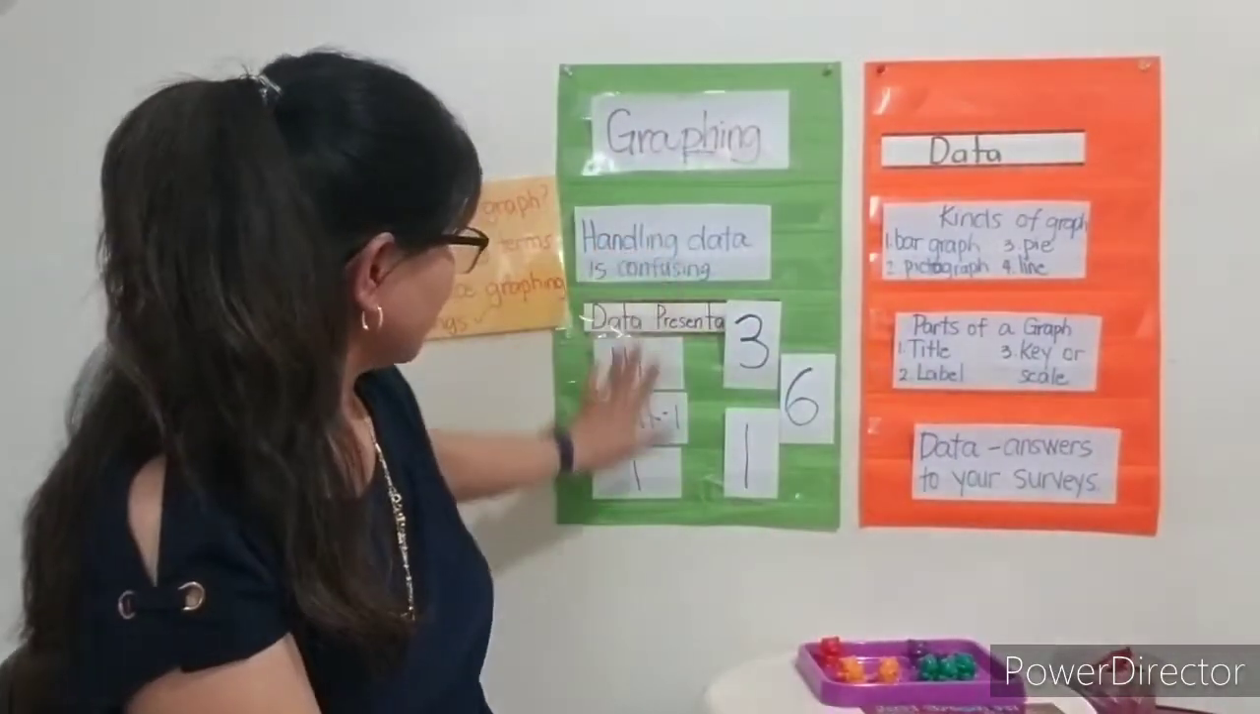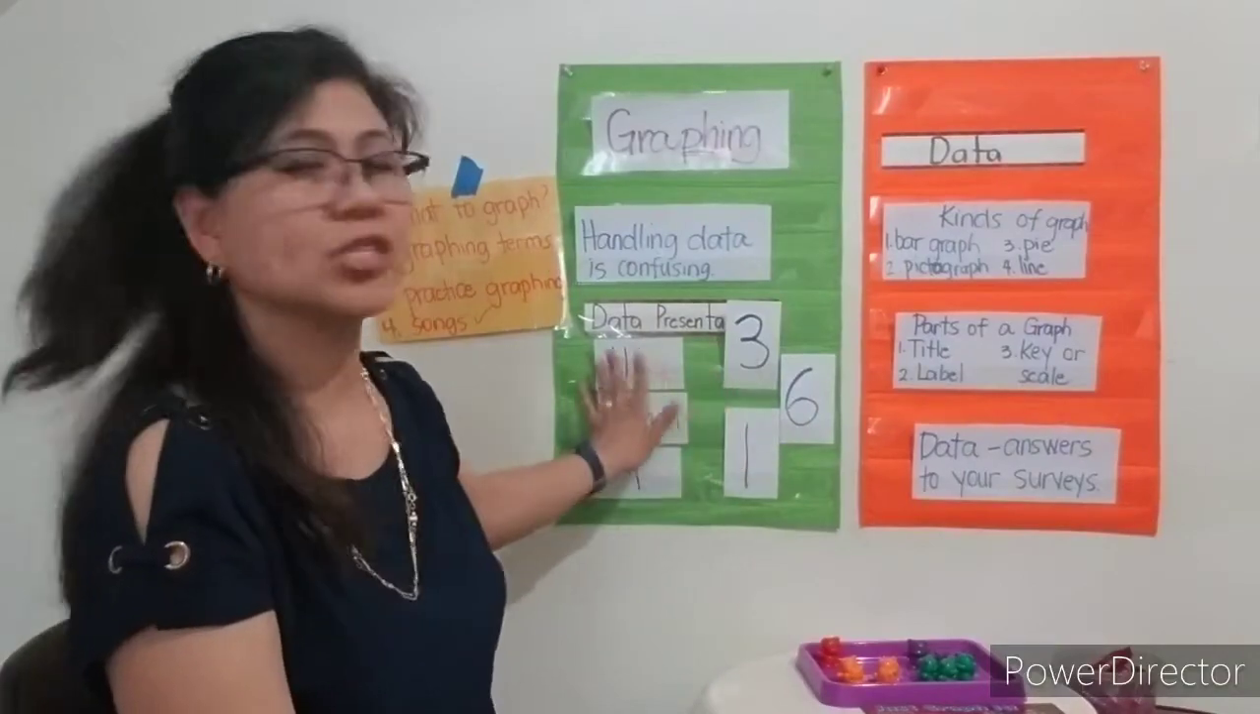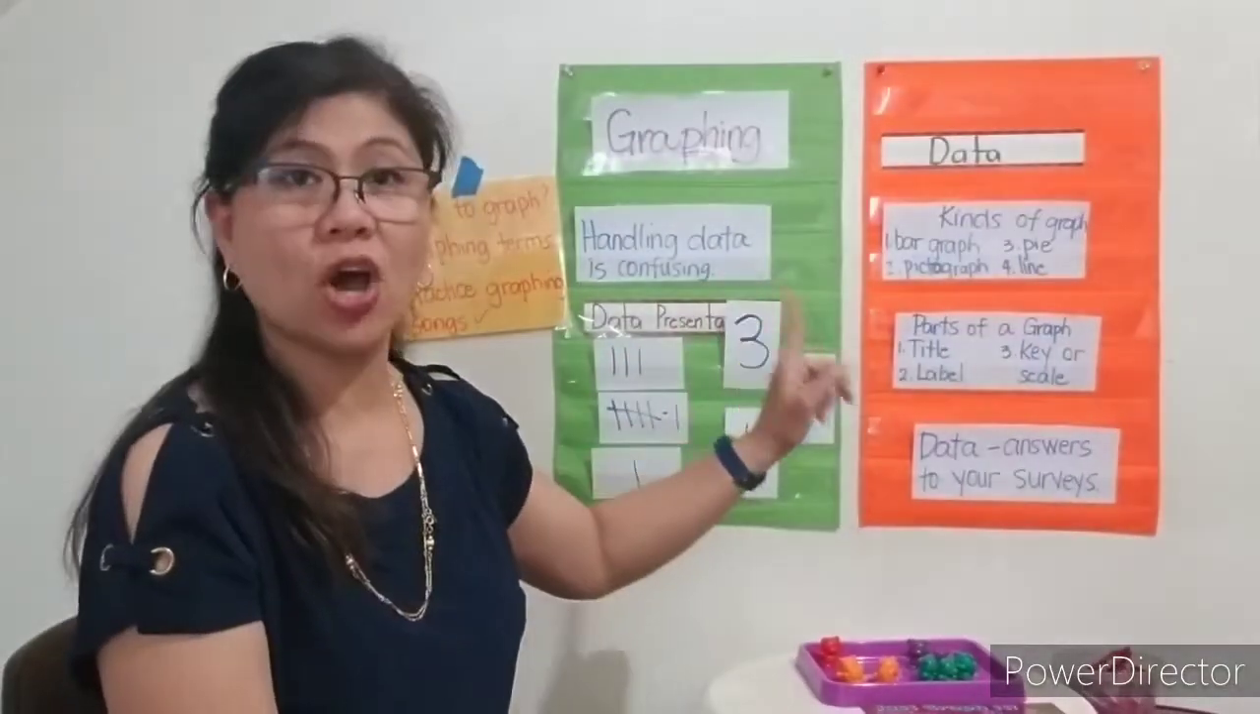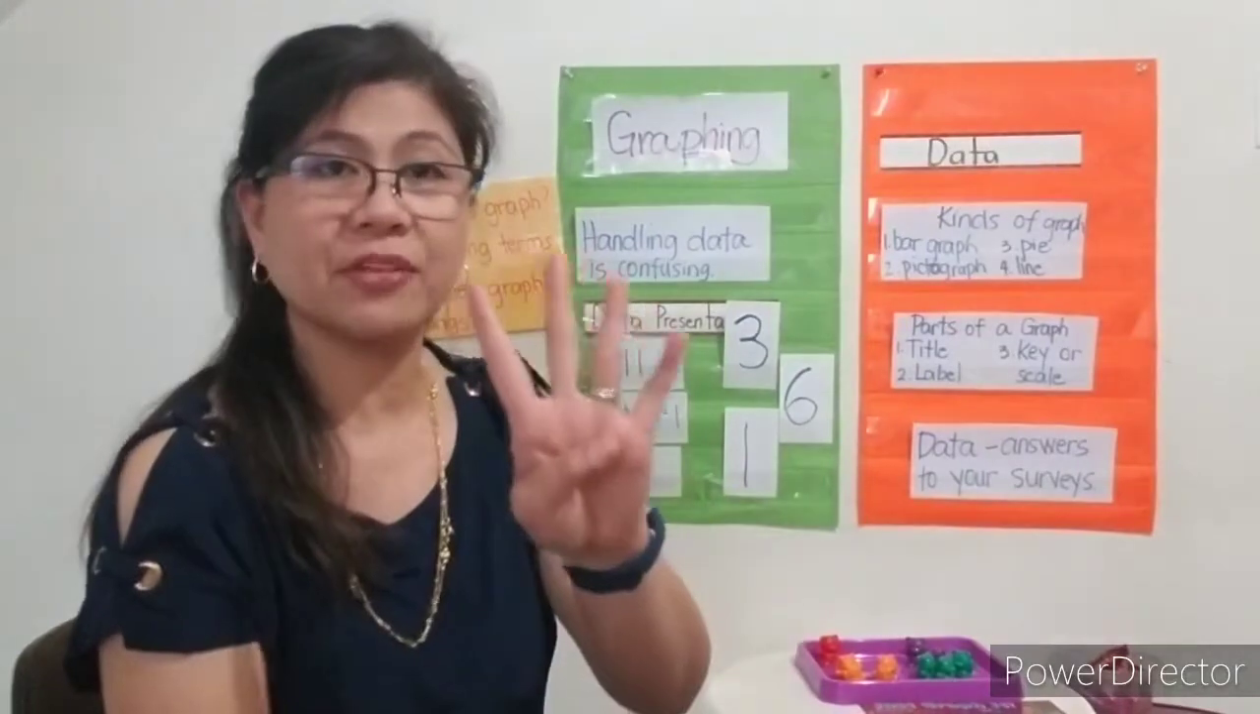By using the graph, and we learned about tally marks, and each tally mark represents an object. And we always stop at 4, right?